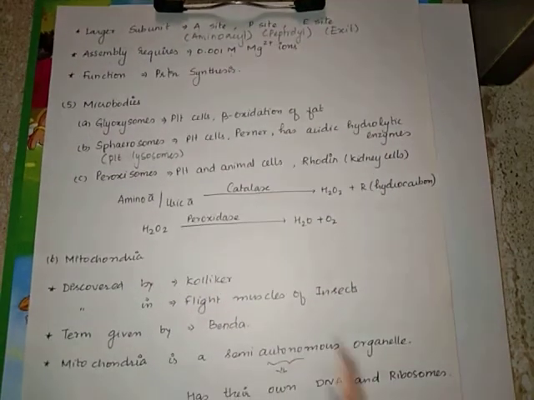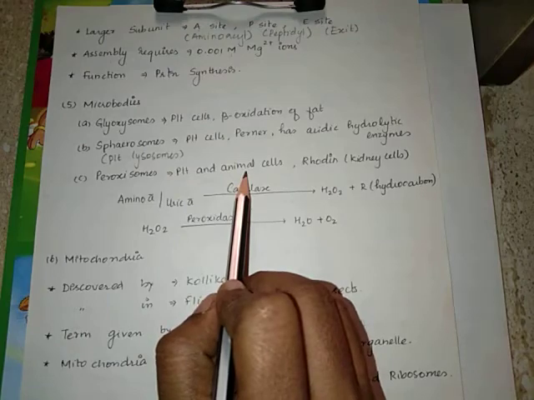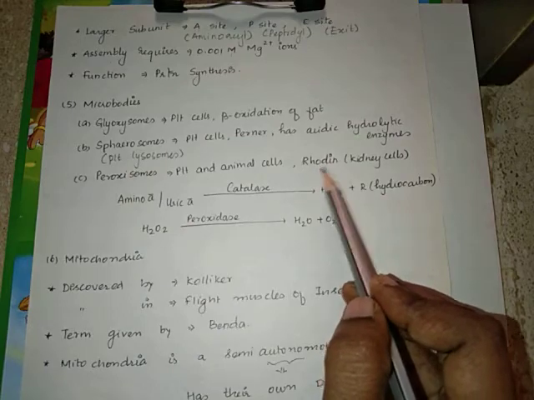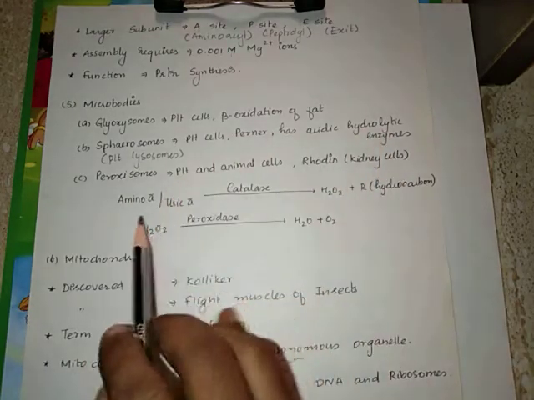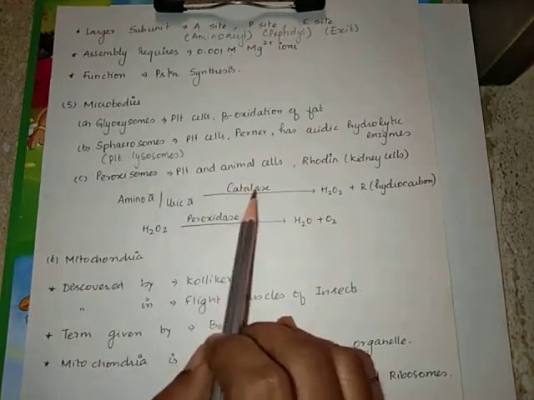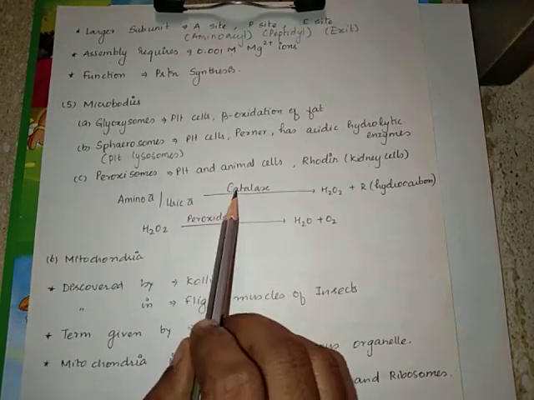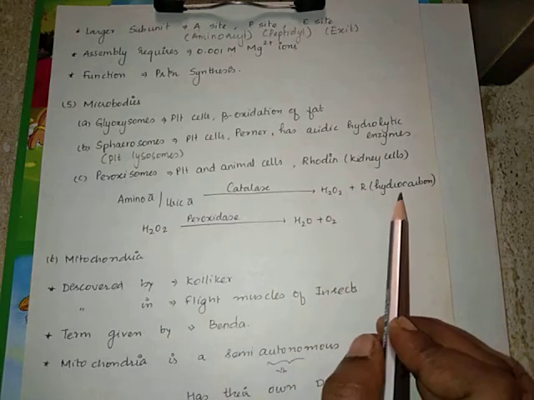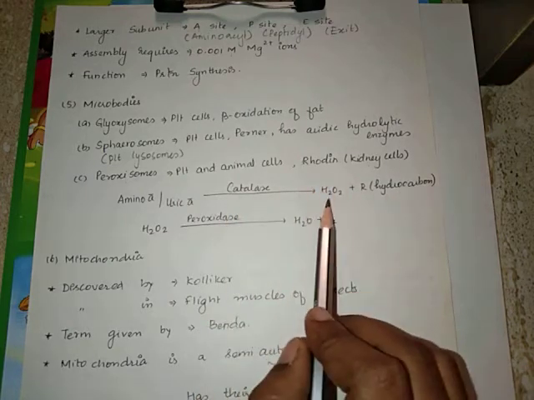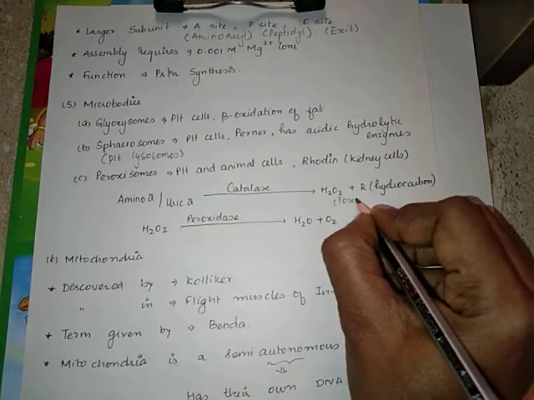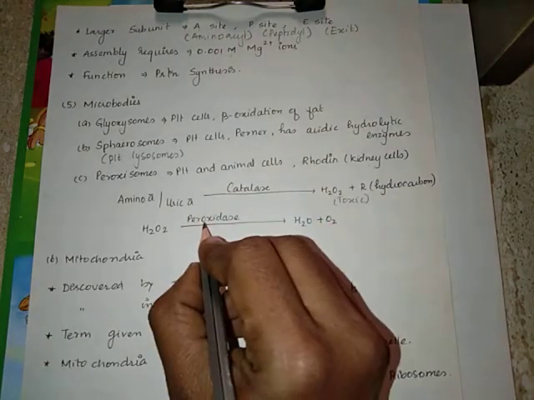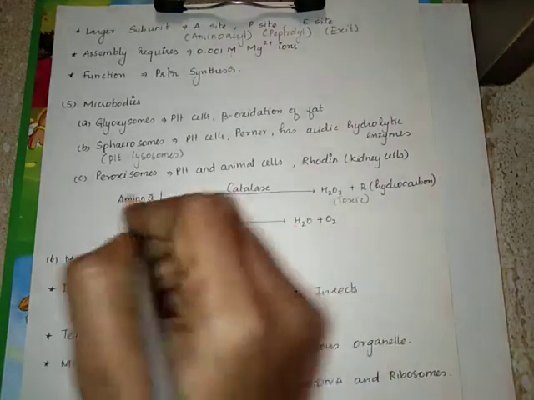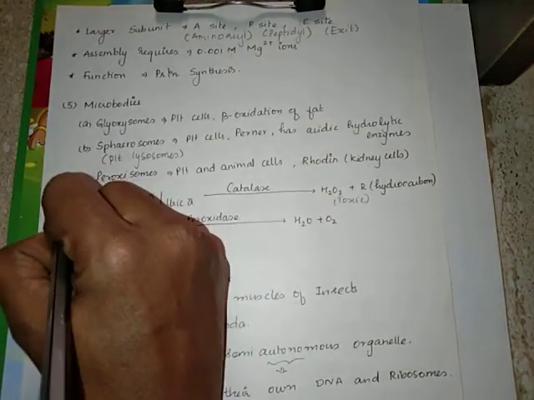And peroxisomes are present in both plant and animal cells. The peroxisomes were discovered by a scientist called Rhodin, who discovered them in kidney cells. They store 2 enzymes, catalase and peroxidase. The function of one enzyme is to break amino acid or uric acid into hydrogen peroxide and a hydrocarbon group. This hydrogen peroxide is actually toxic to the cell, so it must be removed immediately. For that, the peroxidase enzyme will break hydrogen peroxide into water and oxygen. And this is the function happening in animal cells.